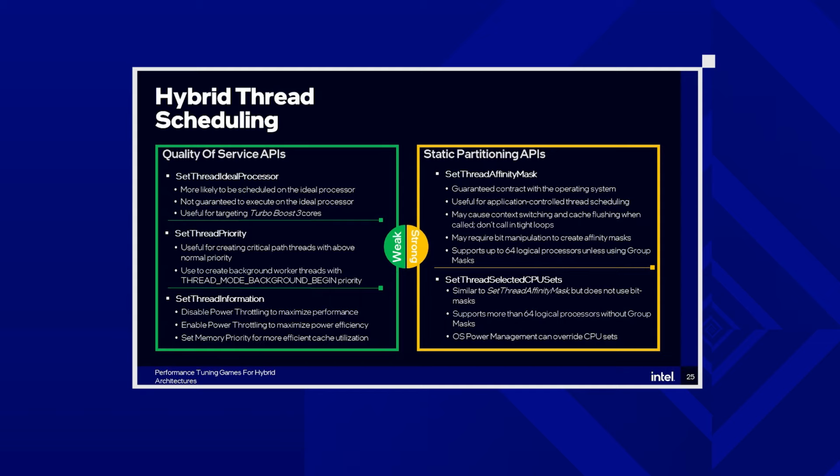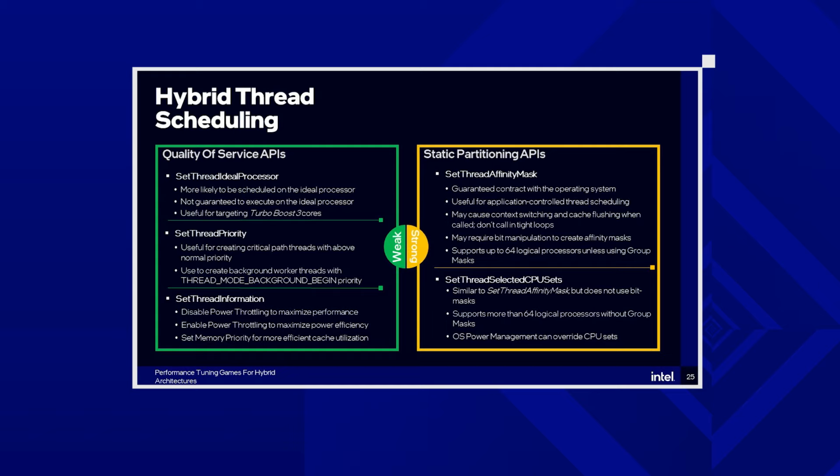Let's go over the quality of service APIs. So there's SetThreadIdealProcessor. Using this, the thread is more likely to be scheduled on the ideal processor, though it is not guaranteed. It's useful for targeting Turbo Boost 3 cores. There's SetThreadPriority, which is useful for creating critical path threads with above normal priority. And you can also set background worker threads with this function. There's also SetThreadInformation, which allows you to disable power throttling for maximum performance, or you can enable power throttling for maximum power efficiency. And you can set the memory priority for more efficient cache utilization.